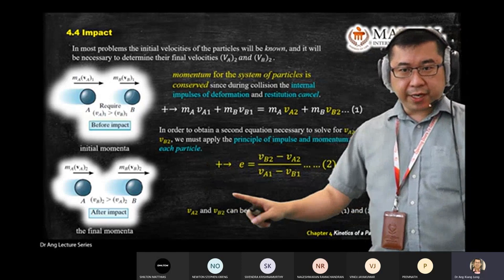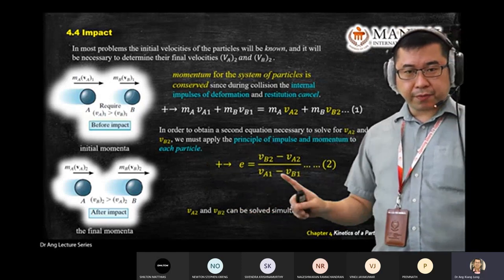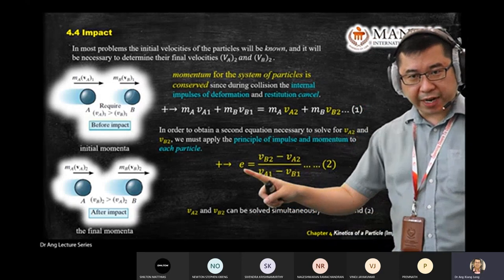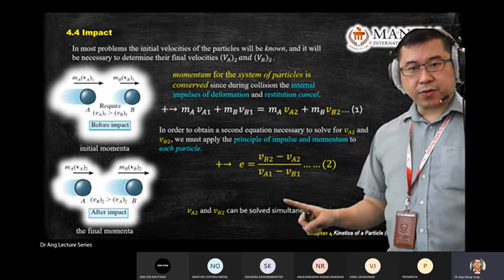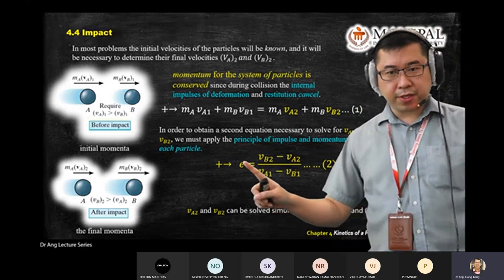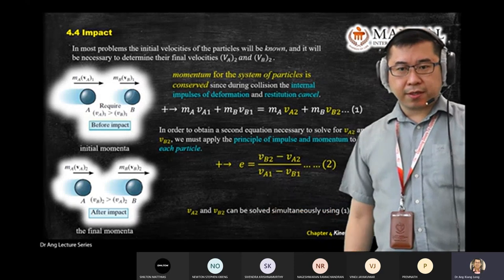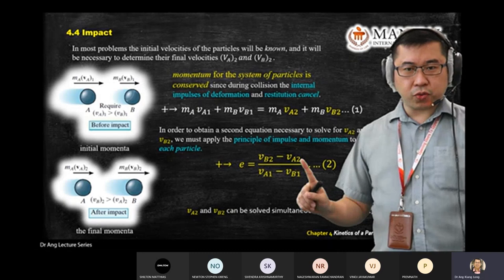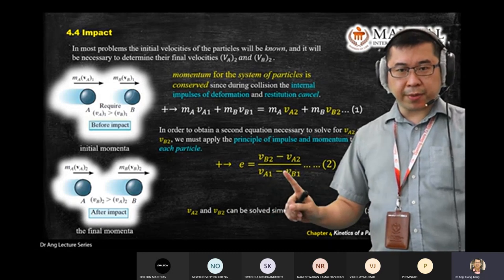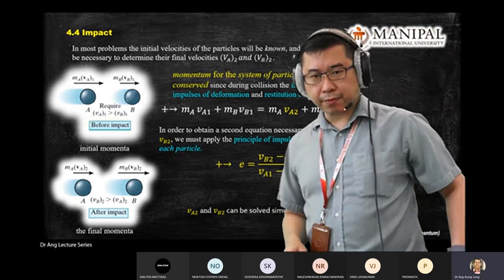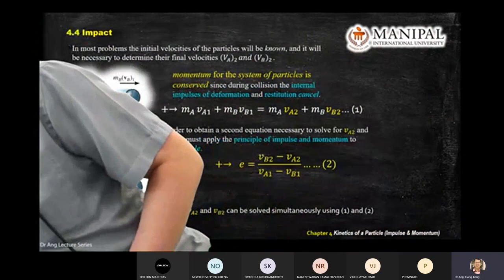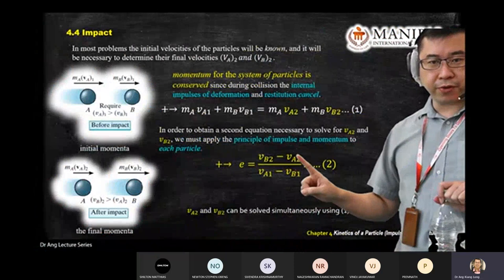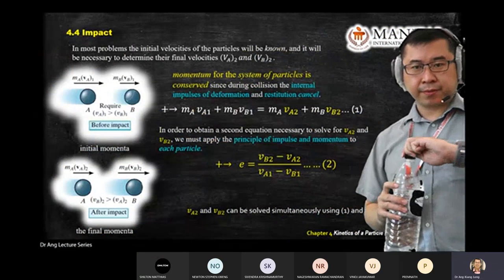Previously, we had this equation, the coefficient of restitution. We arrive at this one, right? So inside this equation, the constant for restitution, you have VB2 minus VA2 divided by VA1 minus VB1. And then from this equation, you solve using this one inside here.